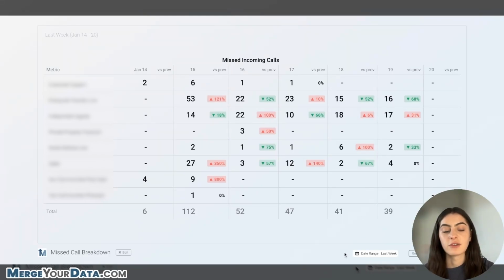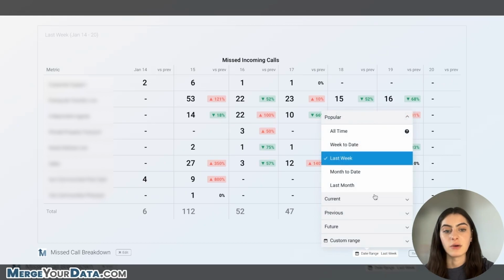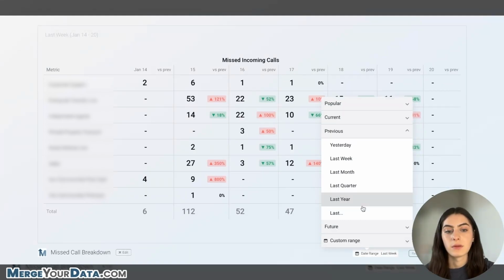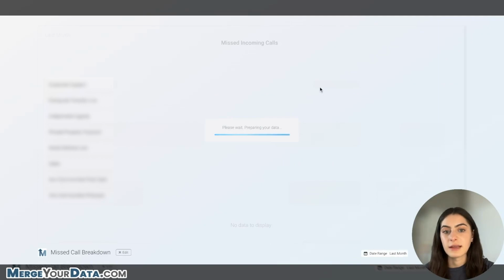You can also filter the dates here. So instead of this one, it just looks at last week's data. But if we want to look at the last month's data, we can do that, and it'll take a minute to load here.